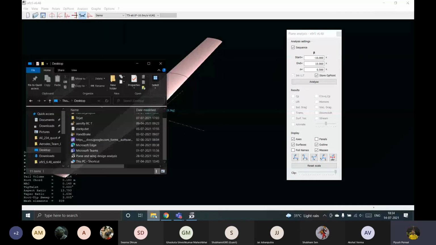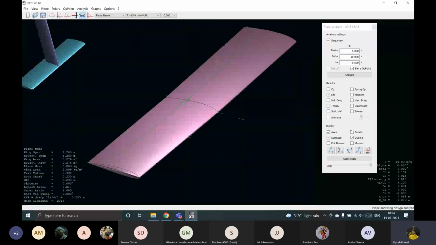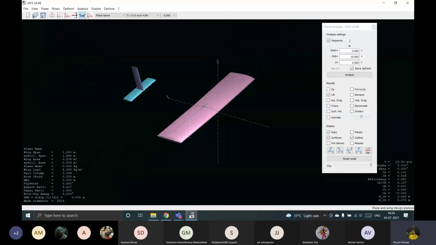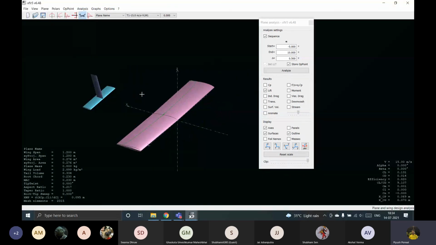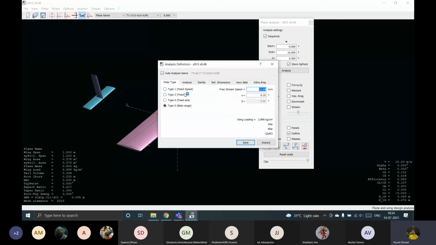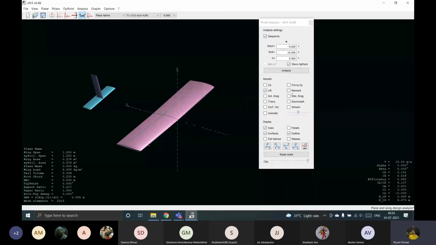I have one plane ready, which I designed just before the session. This is how this plane looks like. This is a normal plane. When we define the analysis of this plane, you first select all the correct dimensions, and then I designed the beta range analysis. You can see that all the dimensions are exact. So this is how you design this analysis.